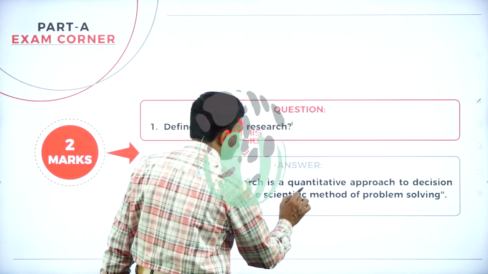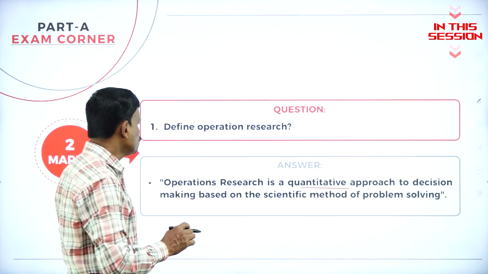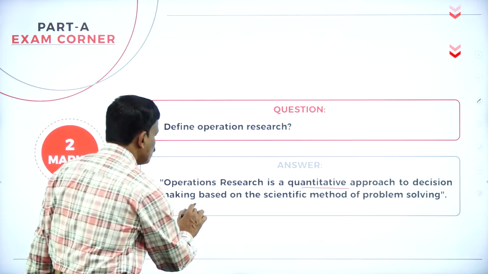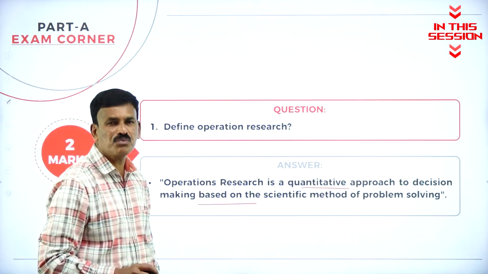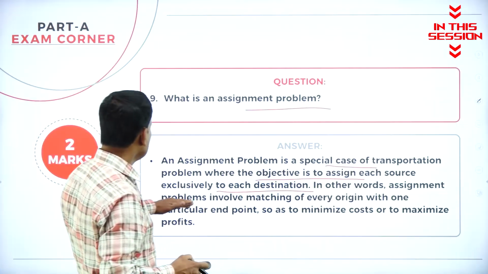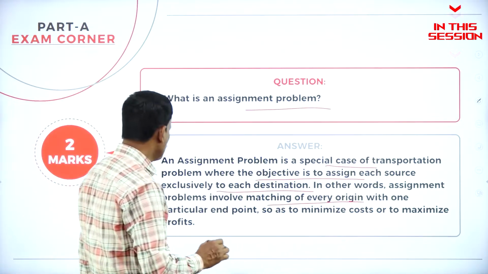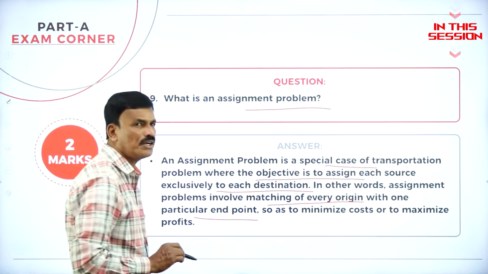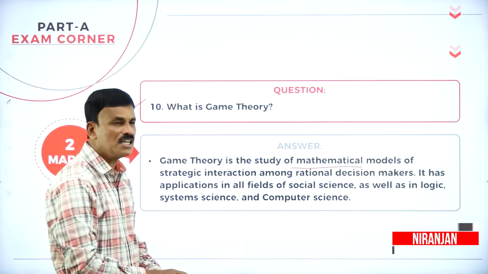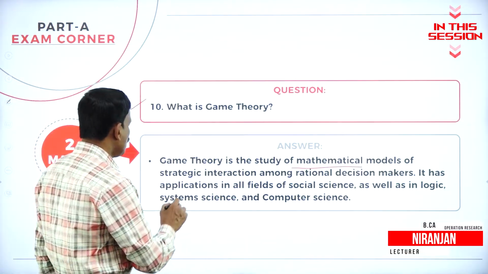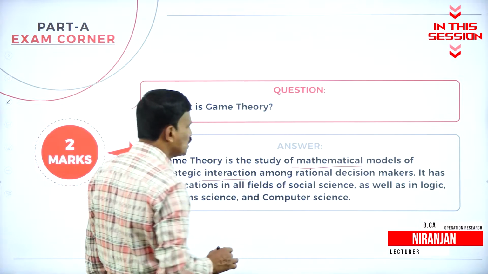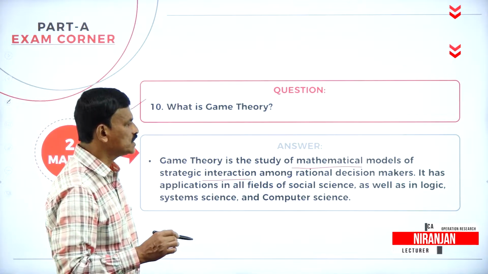Operation research is a quantitative approach to decision making based on the scientific method of problem solving. The assignment problem involves matching every origin with one particular endpoint. Game theory is the study of mathematical models of strategic interaction among rational decision makers.